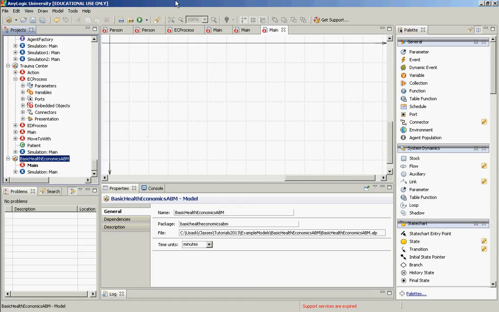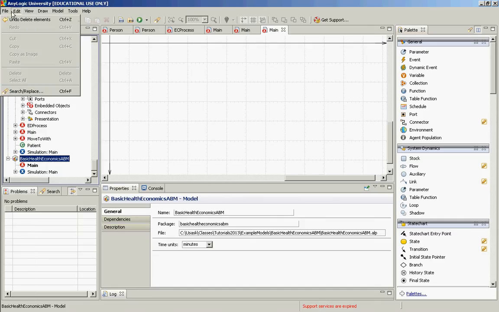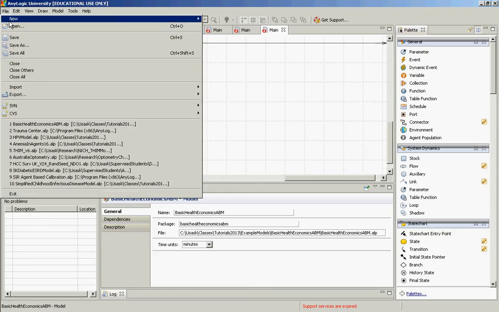We have other models which illustrate similar concepts within events and for system dynamics models. We're doing it here for an agent-based model. I've just created a new model within AnyLogic through File, New, and Model over here.